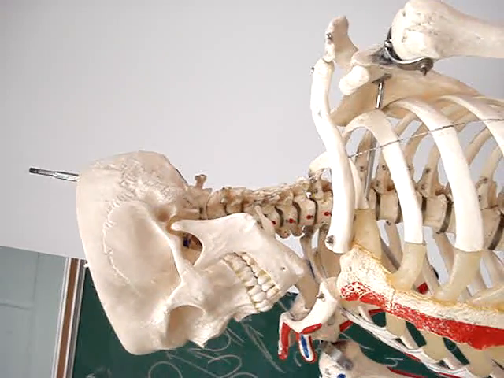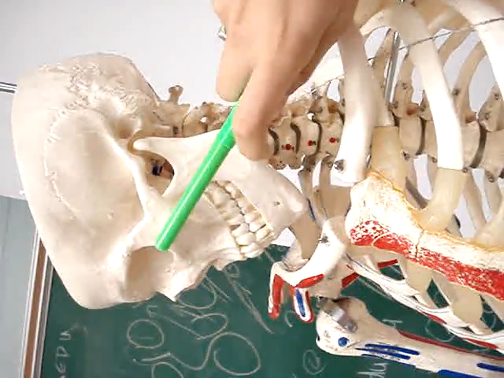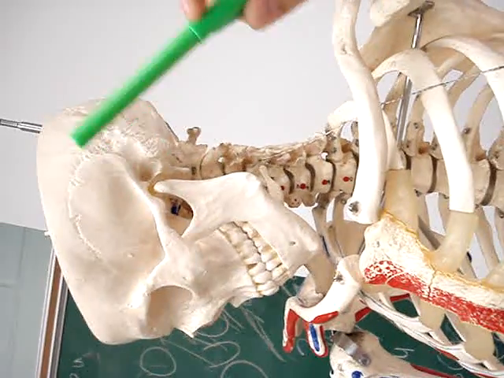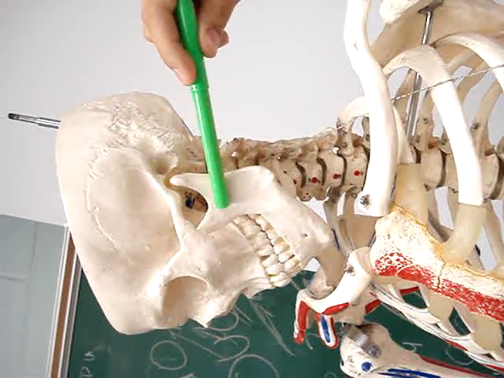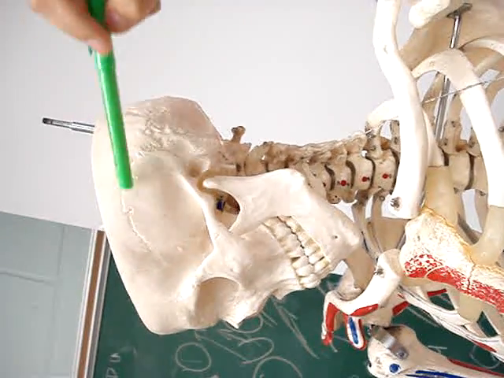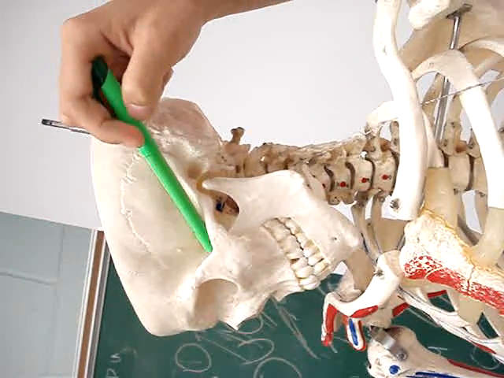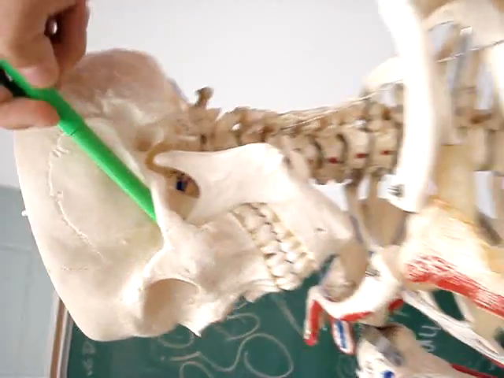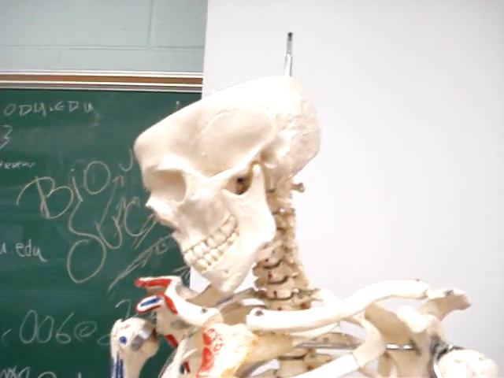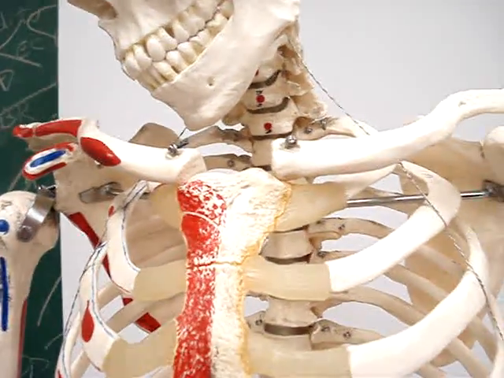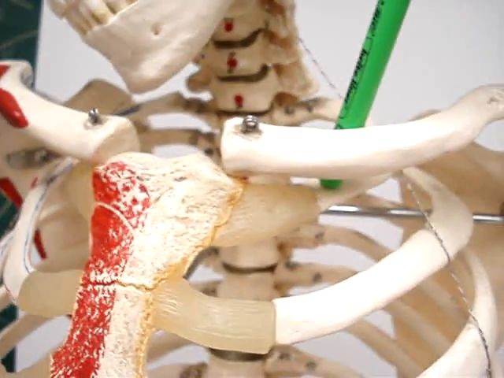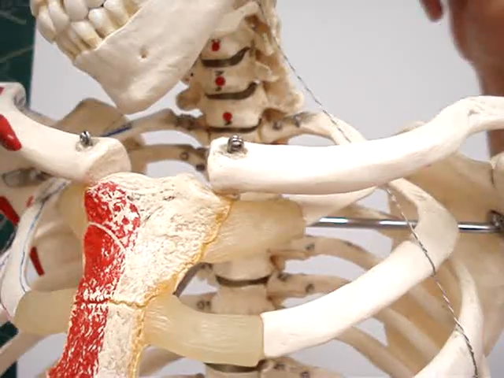Okay. The masseter originates on the zygomatic arch and zygomatic bone, and it inserts on the ramus of the mandible. The temporalis originates on the temporal bone, and it inserts on the coronoid process of the mandible. The sternocleidomastoid originates on the sternum, the underside of the clavicle, and it inserts on the mastoid process.